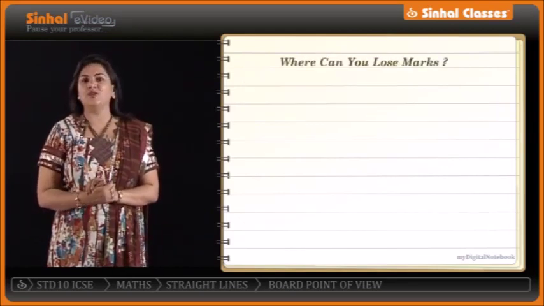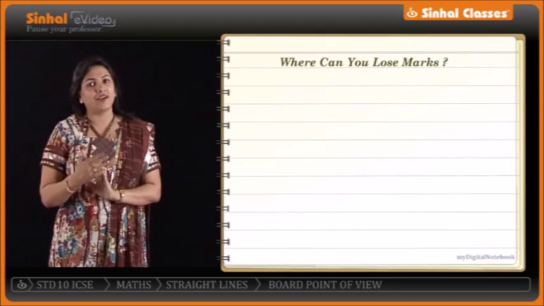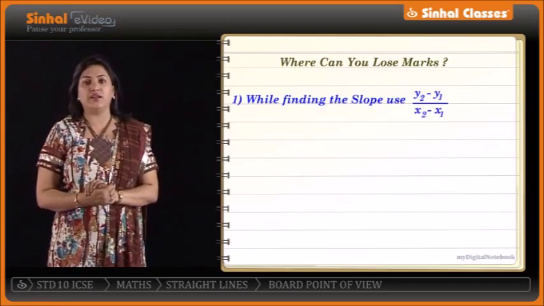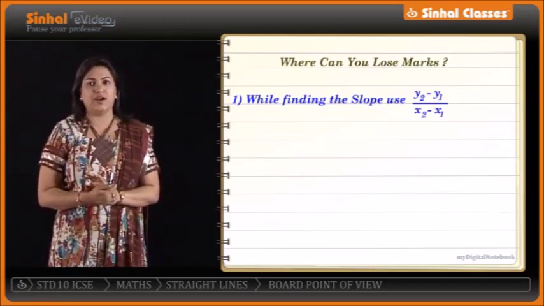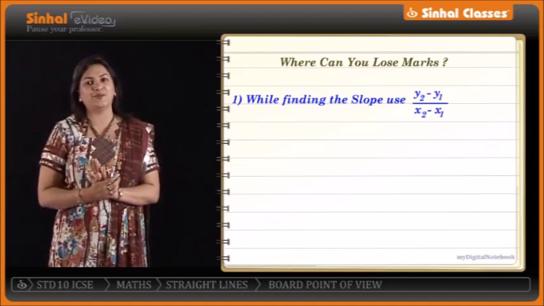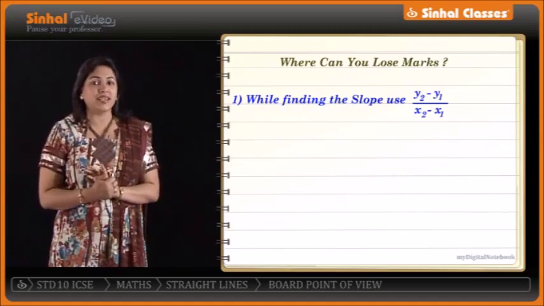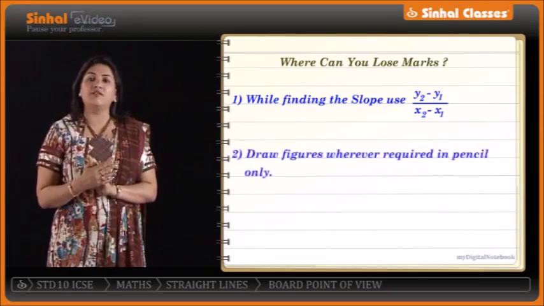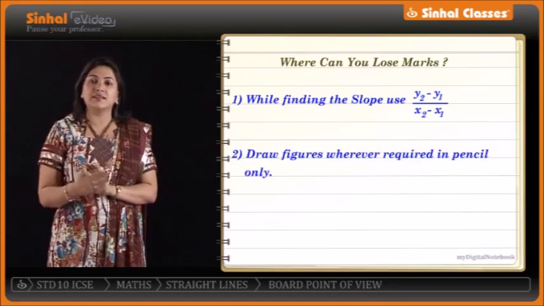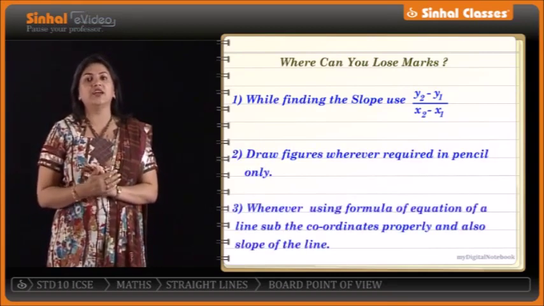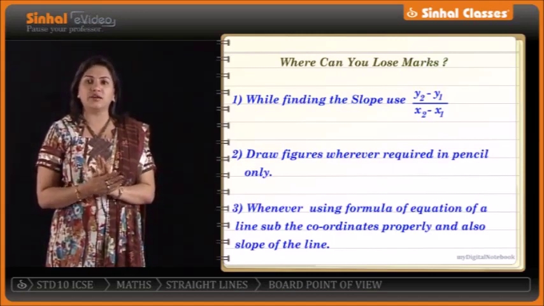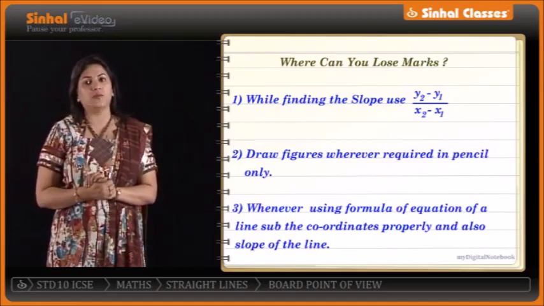Now, where can you lose marks in this topic? Whenever you are finding out the slope, write the formula (y2 minus y1) upon (x2 minus x1). Please do not write it as (x2 minus x1) upon (y2 minus y1). No. Now, second thing what you need to remember is always draw the figures wherever required and in pencil only. Then the third thing, whenever you are using the formula for the equation of a line, substitute the coordinates properly and also the slope of the line.